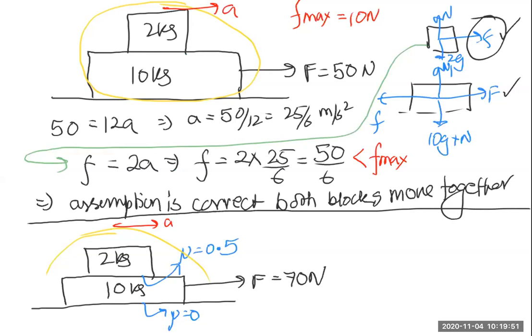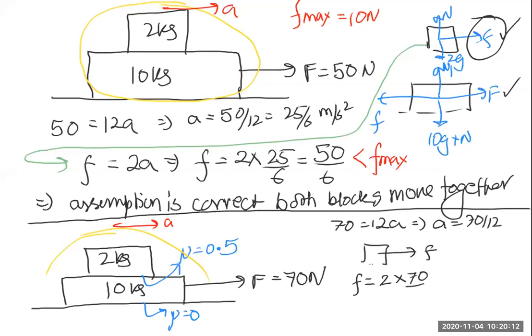ये एक्सेलरेशन हमारे पास आएगा 70 इज इक्वल टू 12 ए, ए इज इक्वल टू 70 बाय 12. एंड 2 केजी वाले ब्लॉक पे फ्रिक्शन इज एक्टिंग, सो एफ इज इक्वल टू 2 इनटू 70 बाय 12, दिस इज इक्वल टू 70 बाय 6, is greater than F max. Therefore, both blocks move separately.